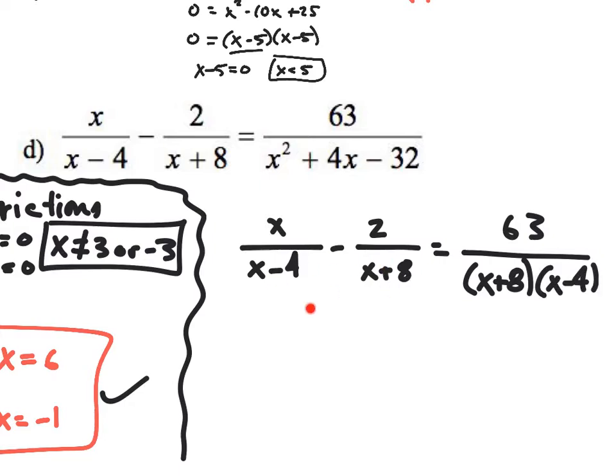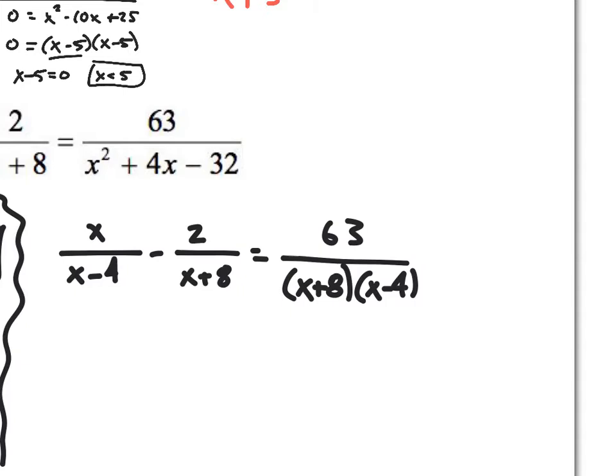A lot of times when you have these rational expressions, if you're trying to figure out how to factor this, look at the other denominators, look at all of your expressions, because it'll kind of tip you off as to what the factors are. Now my common denominator is just the product of those two other denominators, so it's going to be x plus 8 times x minus 4. So we're going to multiply everything by that common denominator.